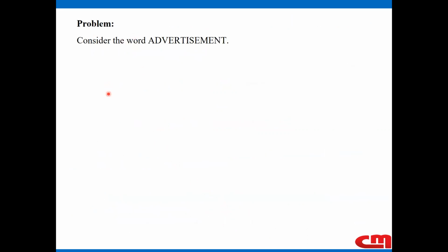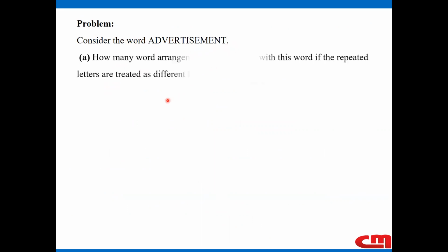Now, here's the problem. Consider the word advertisement, right? Our first task, A, is to find how many word arrangements can be made with this word if the repeated letters are treated as different letters. So the fact that we are going to regard or view the repeating letters as different means there is no repeating letter in A, right?